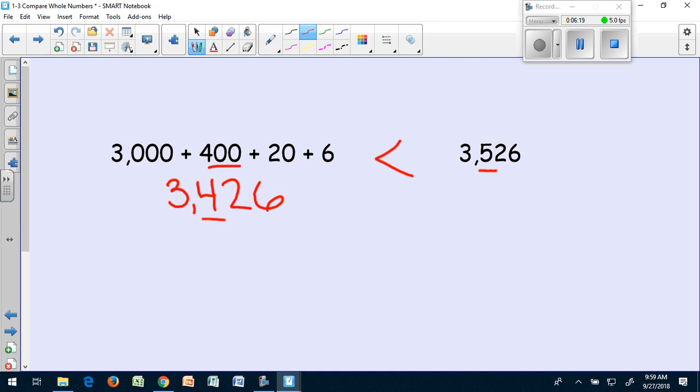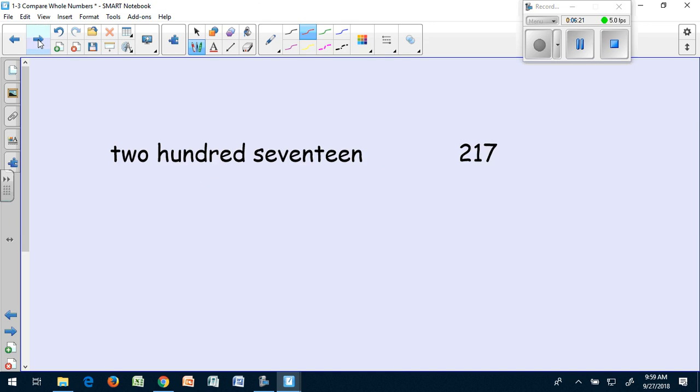Let's try one more like that. Now it's in word form. We want to do the same thing though. We want to write the number in standard form. Why don't you pause the video, write both of these numbers down in your notebook, and then try to answer it on your own.